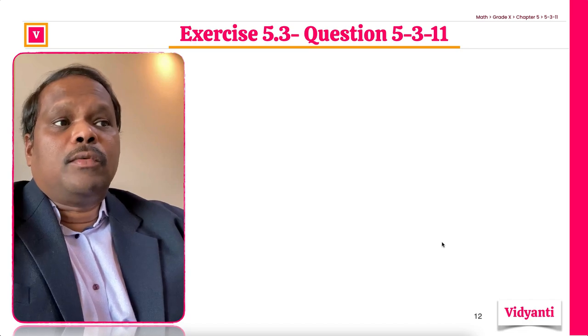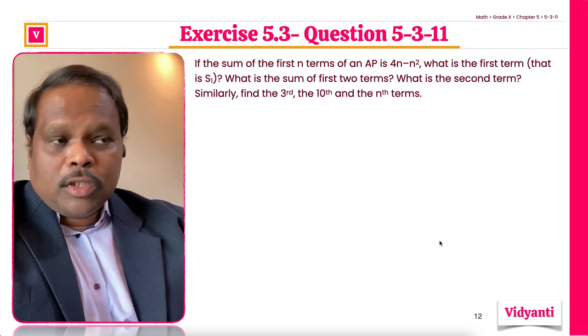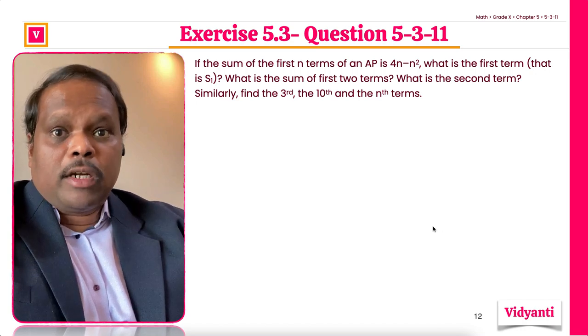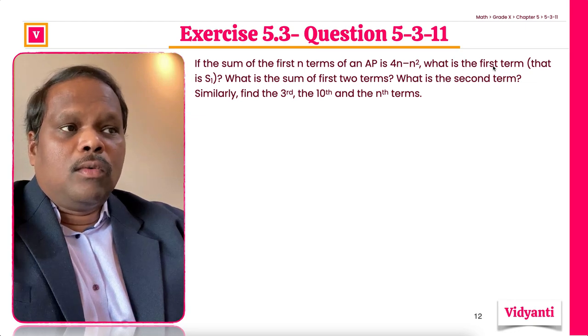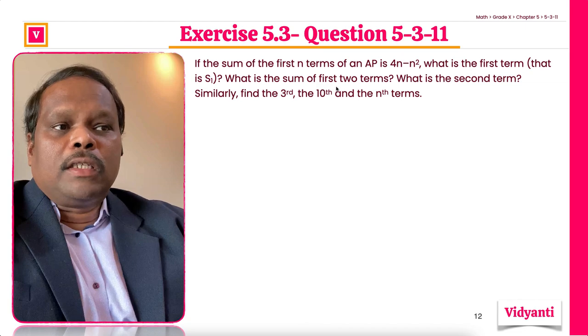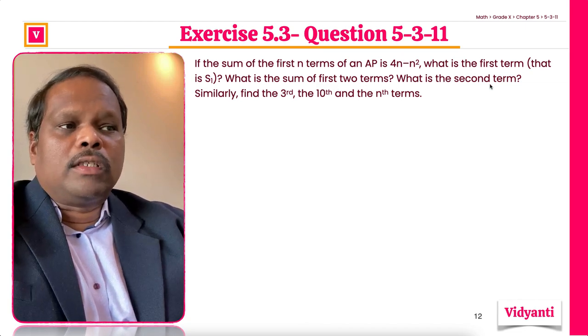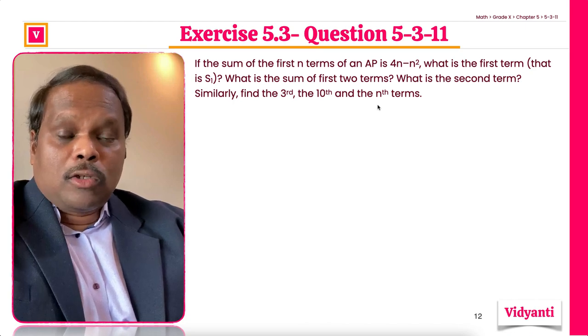Question 5.3.11 in this exercise. If the sum of the first n terms of an AP, arithmetic progression, has been given as 4n minus n square, what is the first term, S1? What is the sum of the first two terms? And what is the second term? And similarly, the third, 10th, and nth term are also asked.